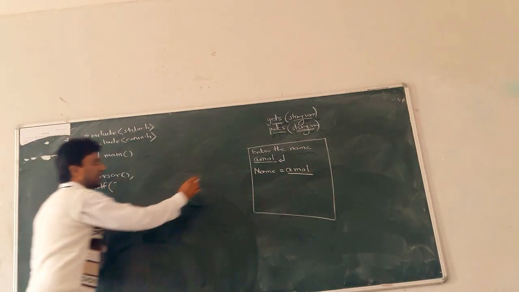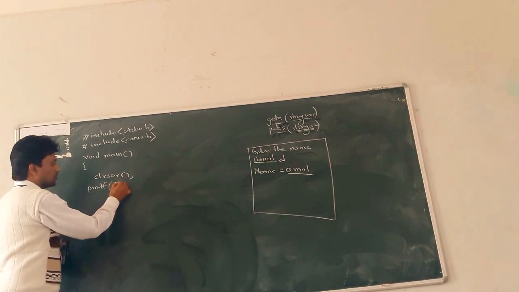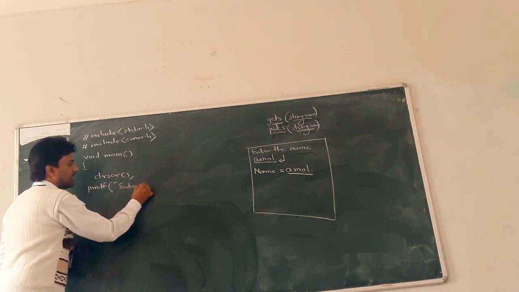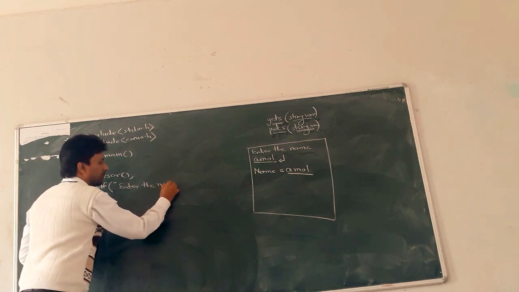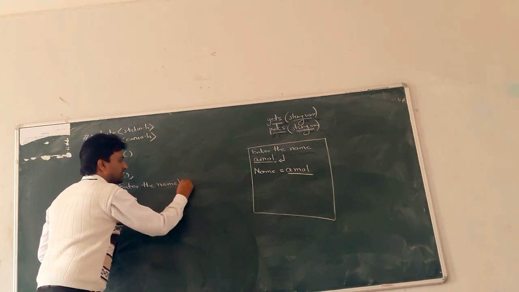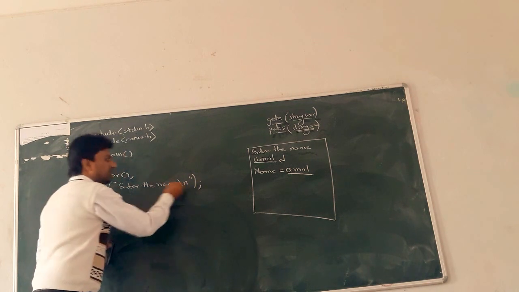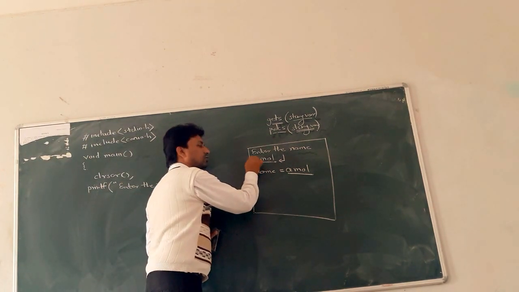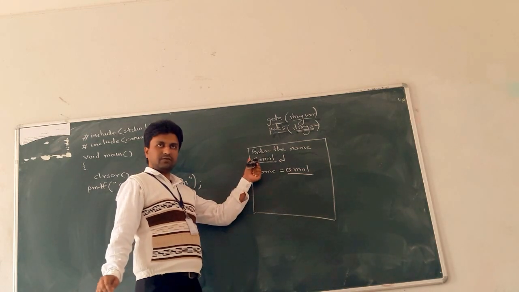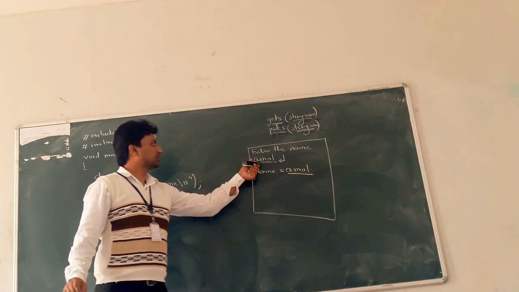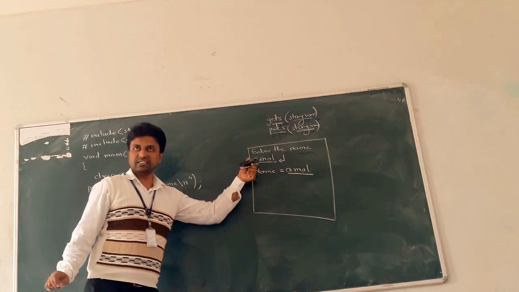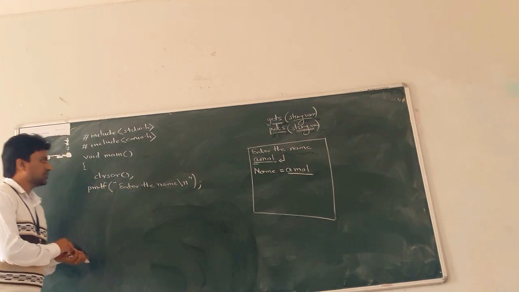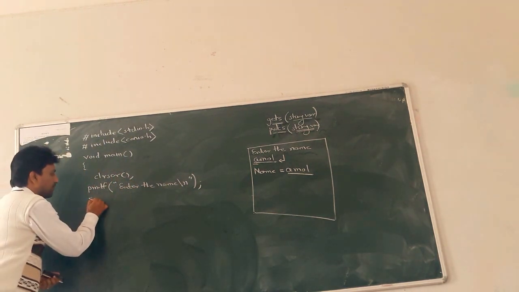What we want to display? Enter the name. So double quotes, write "Enter the name." Then \n. What is the use of \n? New line. That is, the cursor is going to the next line while running this program, on the next line of this text mode window. Next, scanf.